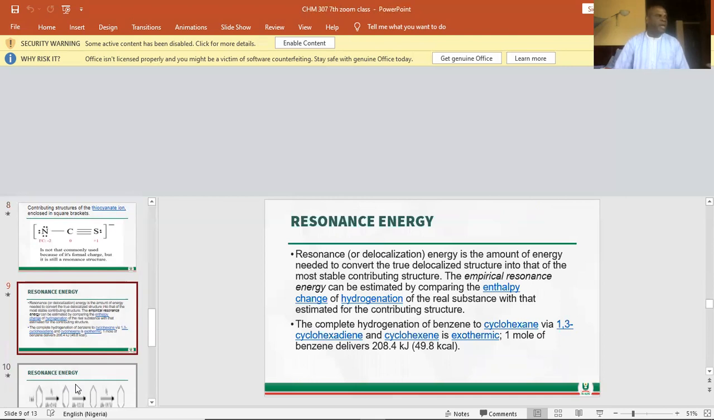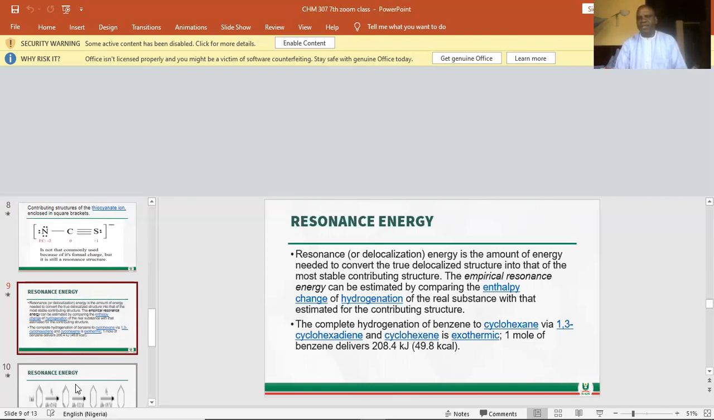Resonance is also called delocalization. So resonance energy or this delocalization energy is the amount of energy that is needed to convert the true delocalized structure into that of a more stable contributing structure. I take that again, that resonance energy is the amount of energy that is required to convert the true delocalized structure into that of the most stable contributing structure.